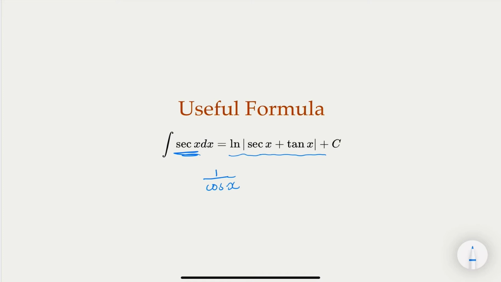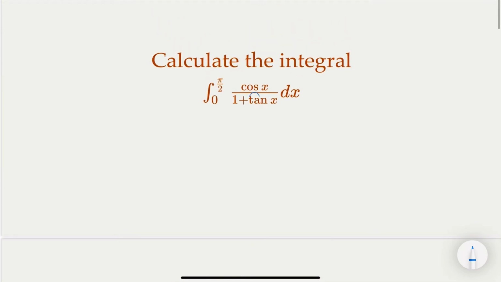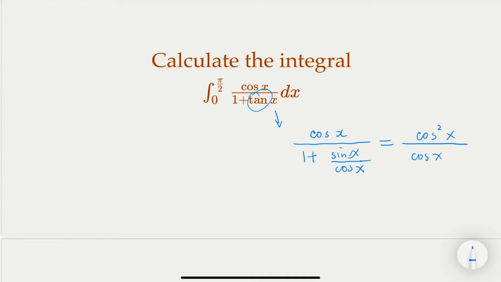All right, so let's get started. We'll try to solve the problem. So first of all, of course, you'll notice that this is a tangent here, which is sine over cosine. So you can rewrite this as cosine x over 1 plus sine x over cosine x, right? And then, of course, you can further multiply cosine x on both numerator and denominator. You're going to get cosine square x on the top, and here you're going to get cosine x plus sine x, right? And you try to do the integral for this quantity.